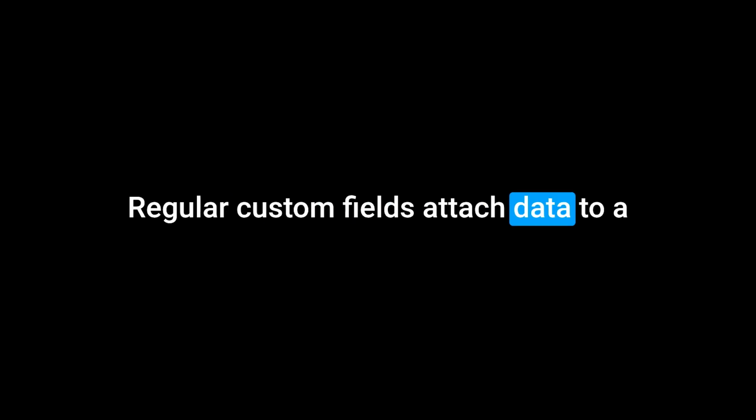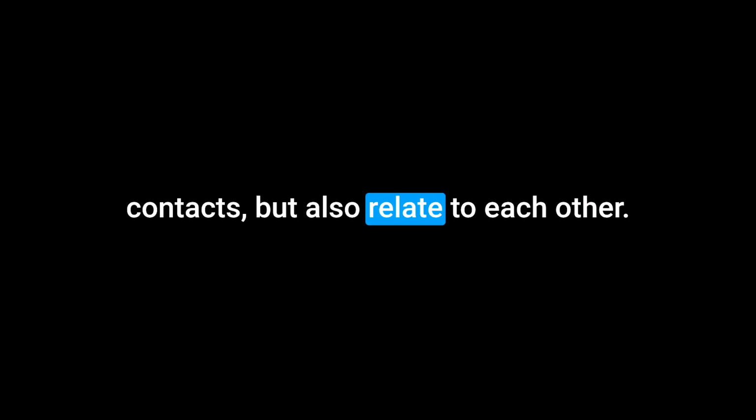Think of it like this. Regular custom fields attach data to a contact, like job title or last purchase date. Custom objects let you create entirely new types of records that can relate to contacts, but also relate to each other. So instead of just a field, you could create a subscription object. That subscription object could have its own fields. Start date, plan level, status, payment history, maybe link it to a specific product object.